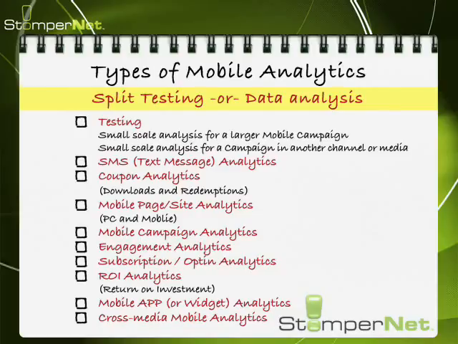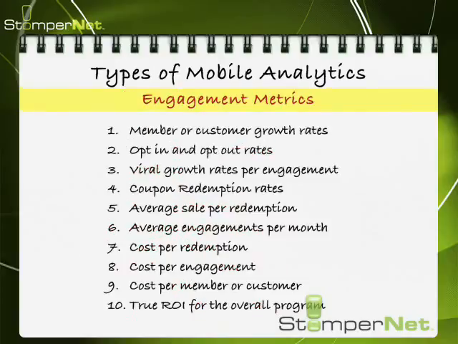Now, some of the things that you can measure are listed here, and I'm listing this stuff to get you in the mindset of thinking about all of this stuff. That's what I'm trying to do first, and then we'll get into actually doing it hands-on. But you can measure your member or customer growth rates. You could measure your opt-in or opt-out rates. You could measure your viral growth rates per engagement, coupon redemption rates, average sale per redemption, average engagements per month, cost per redemption, cost per engagement, cost per member or customer, or the true return on investment for the overall program.